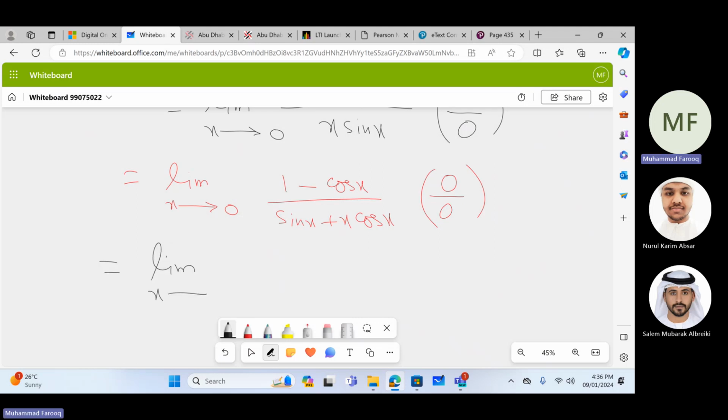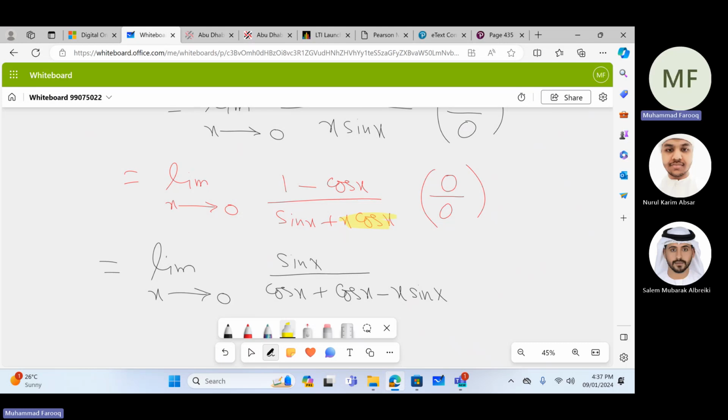Limit x up to 0. The derivative of 1 is 0. The derivative of cosine is negative sine, so with the negative sign it becomes positive sine x, divided by the derivative of the denominator. The derivative of sine is cosine. How do I differentiate x cosine x? Product rule: cosine x plus x times the derivative of cosine, which gives a negative sign. Please note that I differentiate this part with the help of the product rule, uv. Clear? Now substitute.